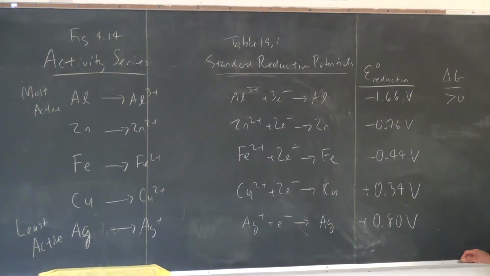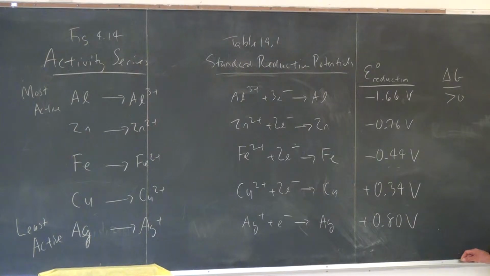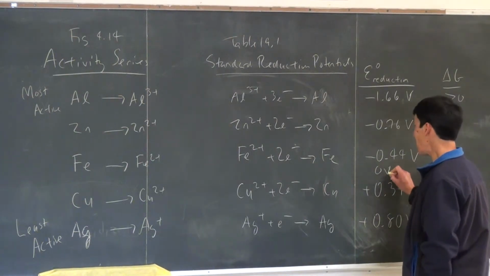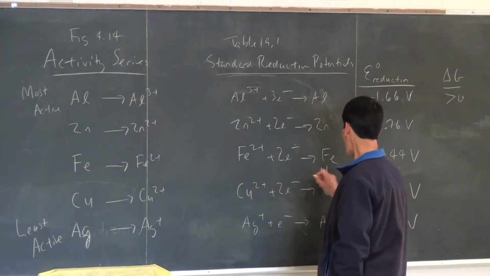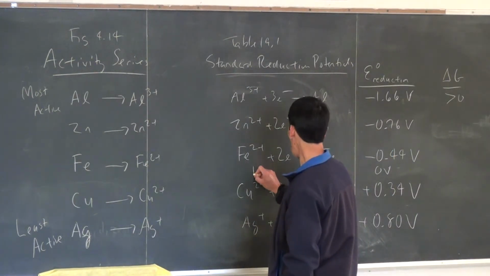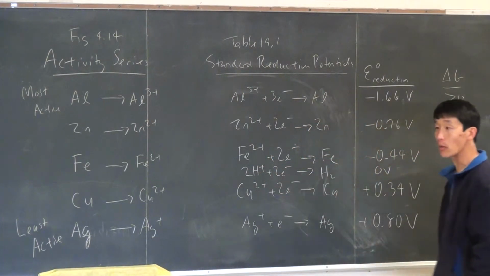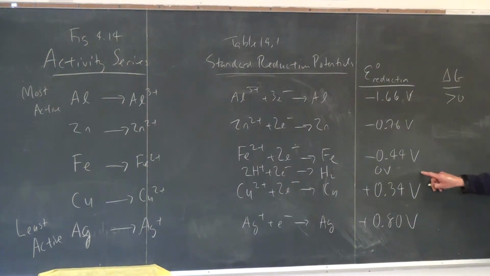Bruce? On the copper and the silver, if it's giving off electrons, why does it have a positive value? So again, this is related to a standard value. The reference value is hydrogen. So for 0 volts, that's going to be 2H+ plus 2 electrons going to H2. That's at 0 volts. In other words, everything is referenced to this reaction here, whether it gives a positive voltage or negative voltage.